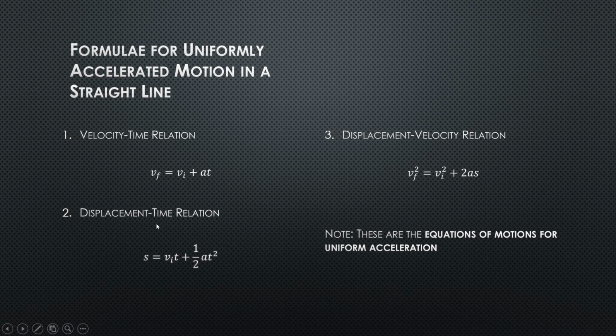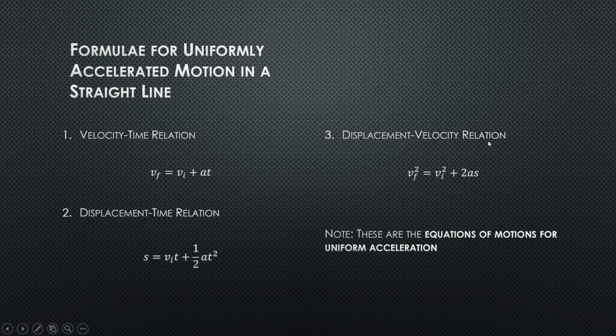The next equation is the displacement-time relation. Displacement is represented by s. The displacement is equivalent to the product of initial velocity and time plus half the product of acceleration and time squared. Similarly, v sub i is the initial velocity, t represents time, a represents acceleration, and s is the displacement.